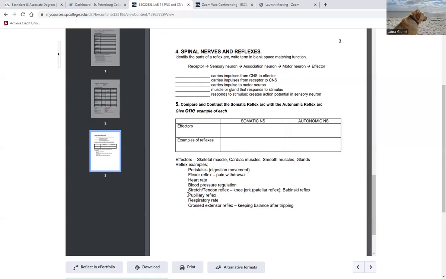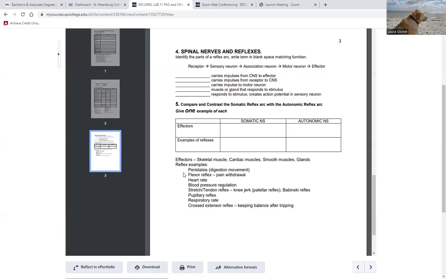Pupillary and respiratory rates are both autonomic. So A and A for those. And you can write those into this examples of reflex under autonomic column: pupillary reflex, respiratory reflex, or respiratory rate. And then the crossed extensor reflex is somatic. So put S next to it and write that into the box for somatic nervous system examples of reflexes.